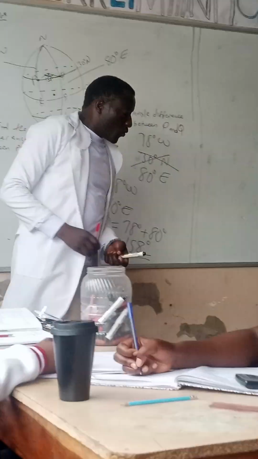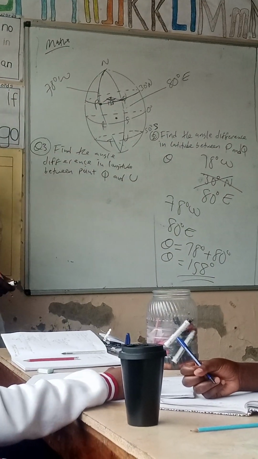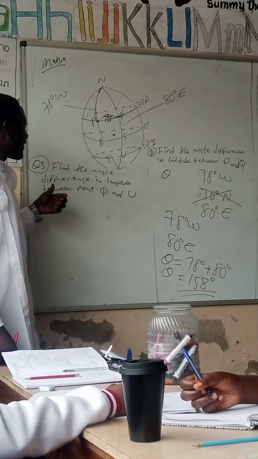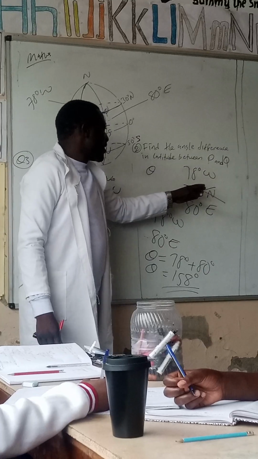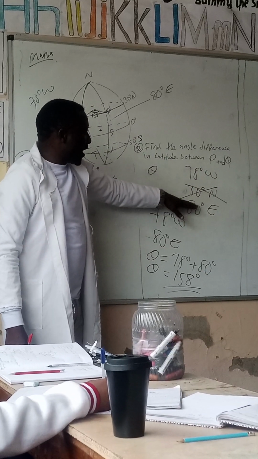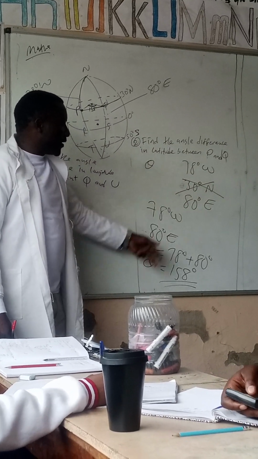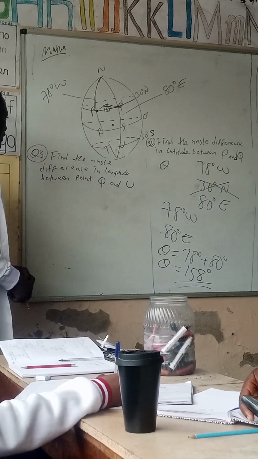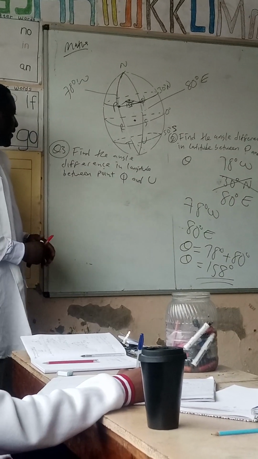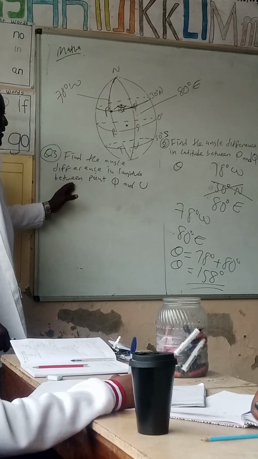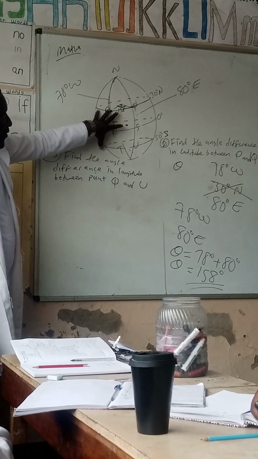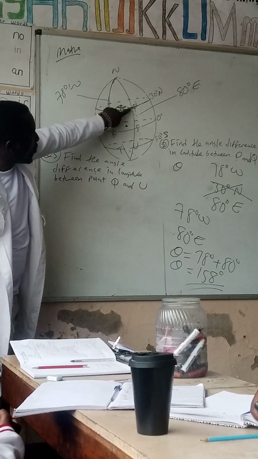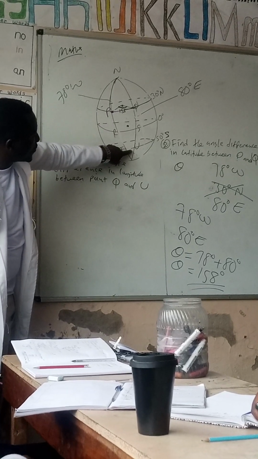All right. So we are continuing from the previous video, which said find the angle difference in latitude between P and Q. We said identify 3 angles, then pick 2, eliminate one wrong. So let's do the same. Find the angle difference in longitude between point Q and U. We are using this diagram. Point Q is this one, point U is this one.